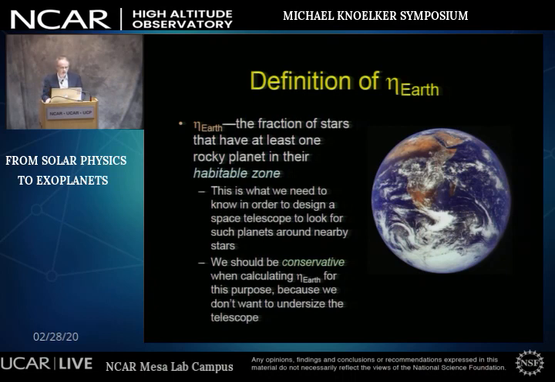Why do we care about eta sub Earth? Well, these big missions, the direct imaging missions, which I'll come to at the end of my talk, need design parameters. And so eta sub Earth tells you something about how big that telescope needs to be. If every star out there has a potentially habitable planet, you only need to survey so many of them. But if eta sub Earth is small, then you need to look at more stars and you need a bigger telescope and maybe more time, right? And the other bullet on here is that we should be conservative when calculating eta sub Earth because we don't want to undersize these big telescopes that we're hoping to build.